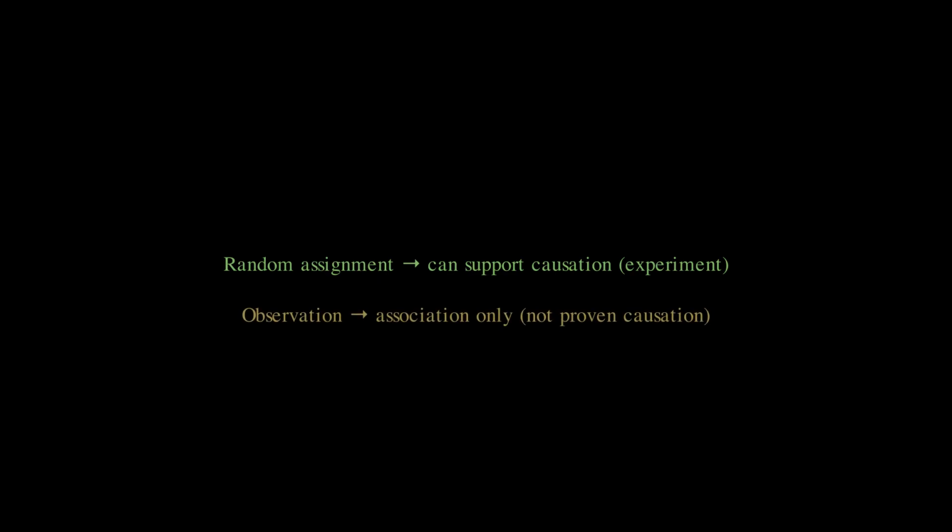Only a well-designed experiment with random assignment can support a causal claim within limits. An observational study can show association. It cannot prove that one variable caused another. Random selection is about generalizing to a population. Random assignment is about fair comparison of treatments.